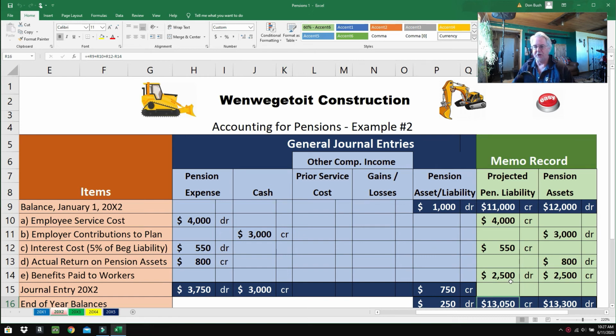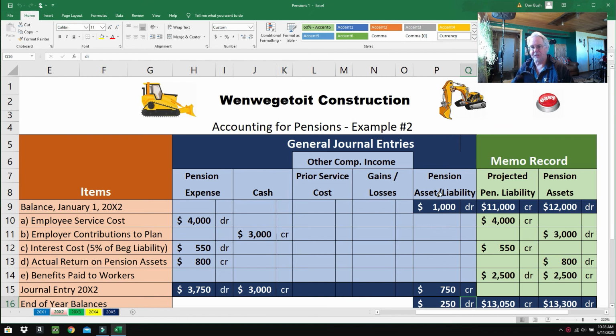Coming over to the projected pension liability, we'll go 11,000 plus 4,000 plus 550 minus 2,500 is 13,050. So all we have left is to figure out this $250. There's two ways to do it, and they should be the same either way. I think the easiest way for me is look at pension assets, $13,300 debit, projected pension liability, $13,050. So we look at which side's bigger. It looks like the debit side's bigger, by $250. So we have $250 debit. So the assets are larger than the liabilities.